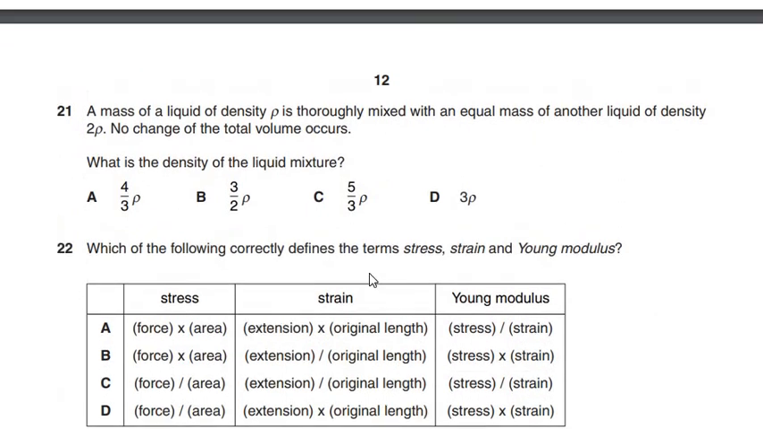So 21. This question people face a lot of problems with. A mass of liquid of density rho is thoroughly mixed with an equal mass of another liquid of density 2 rho. No change in the volume occurs. So here, you notice you have a liquid thoroughly mixed with an equal mass of another liquid. If they have an equal mass, but the density is 2 rho, the volume is going to be less. The mistake students make is they take the volume of this as V and the volume of this as V also. If you were to take equal volumes, you're going to have twice the mass. But for equal mass, you'd have to take half V. So total volume you're going to have here is 1.5 V.